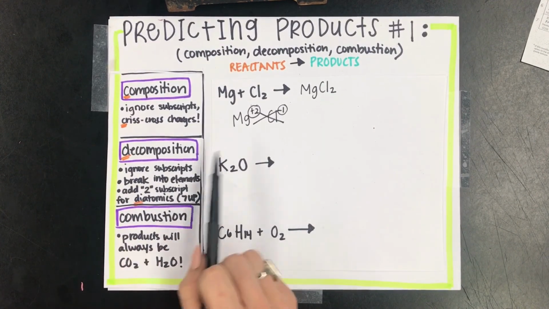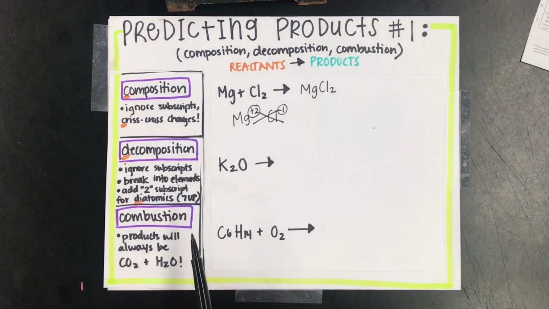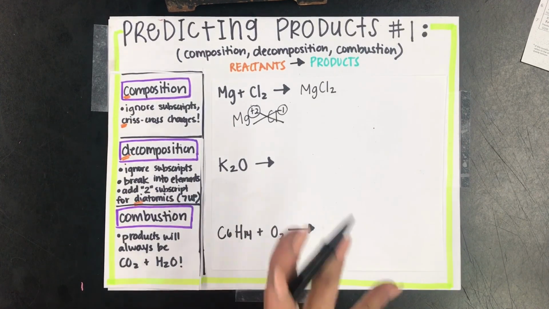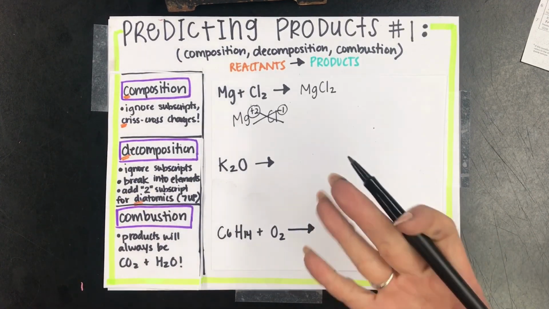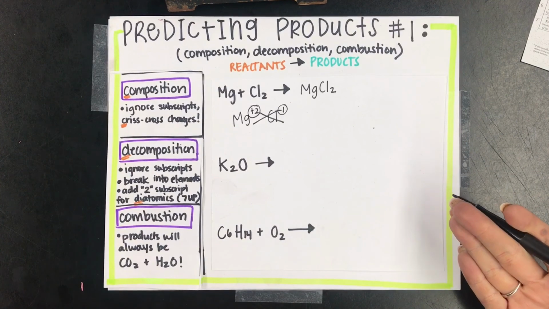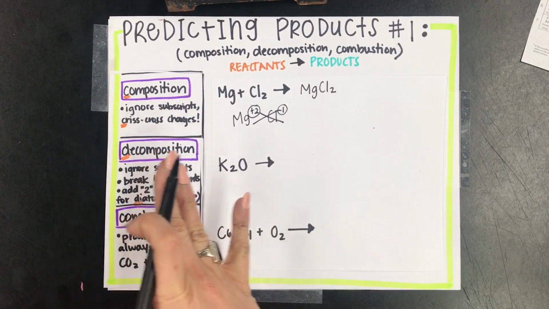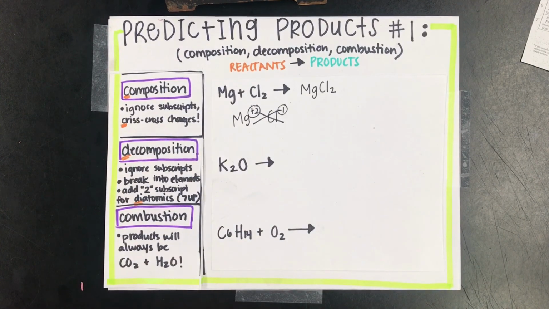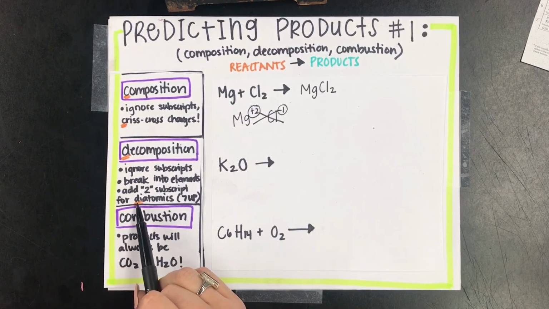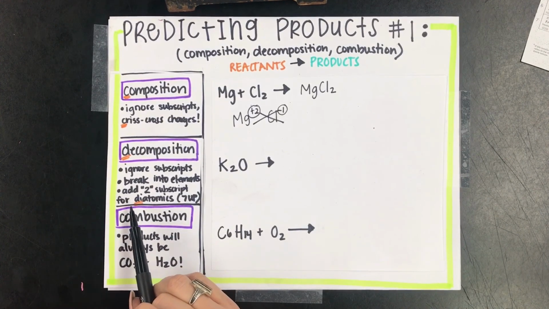Decomposition, one reactant, we have to break it down into multiple products. And because we're doing really simple ones, we're just breaking it down into its individual elements. Okay, again, we are ignoring subscripts, only concerned with the elements that are there. For decomposition, this requires me to know about something called diatomic molecules.